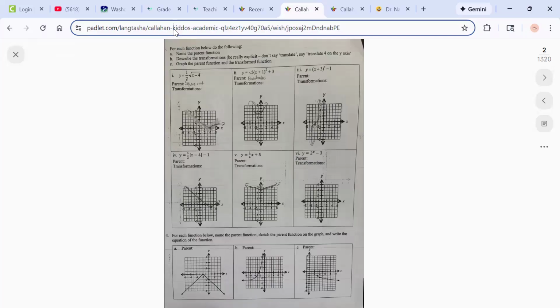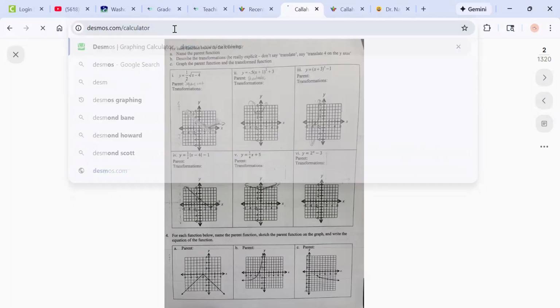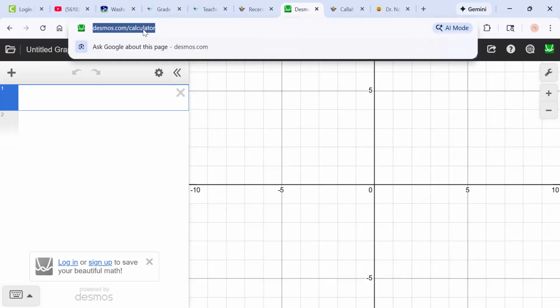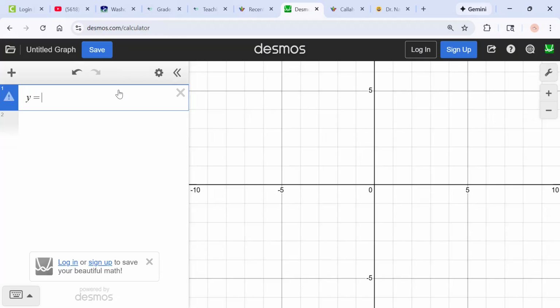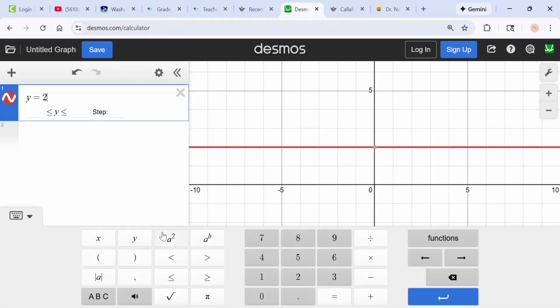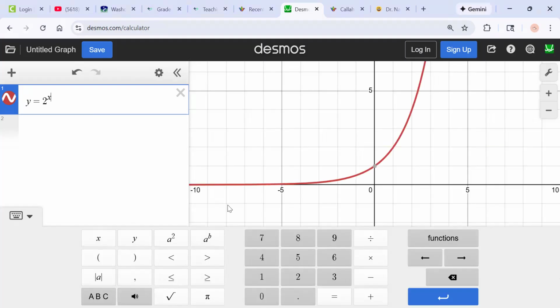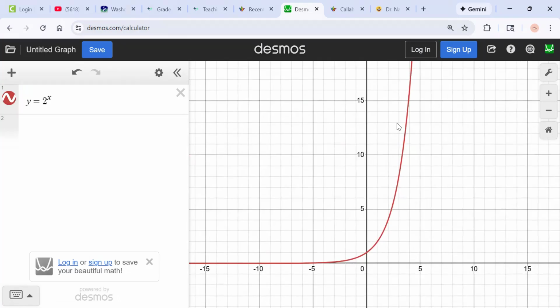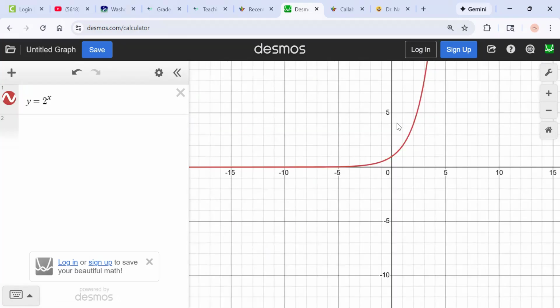All right, so let's go to Desmos. So y equals 2 to the x. Do you see this one right here? Okay, notice how with this, this is the exponential one. This is the normal one, right? It starts right over here and then just goes like this, correct?